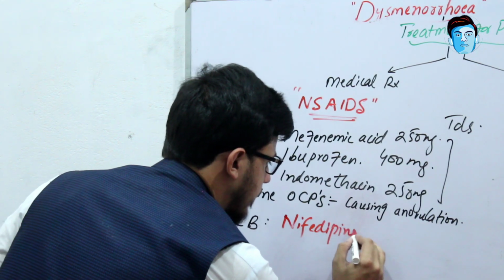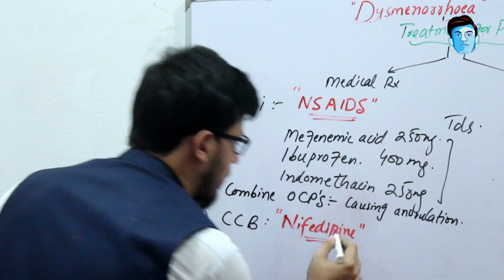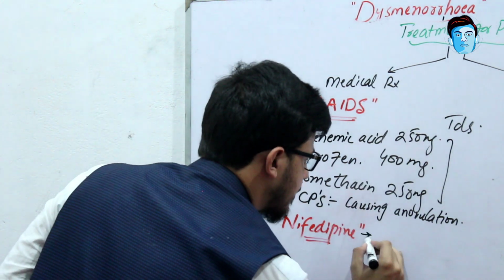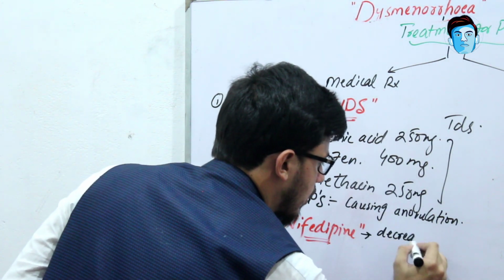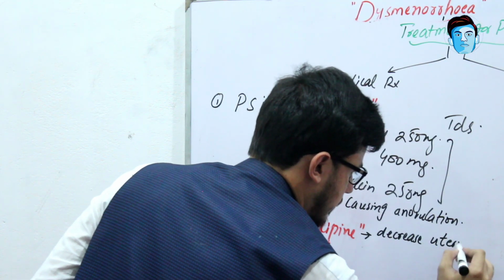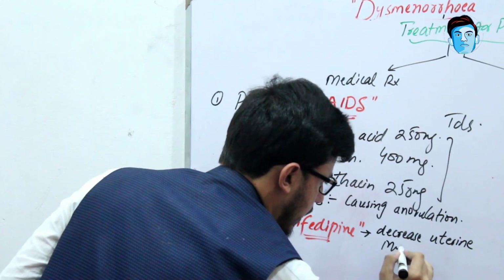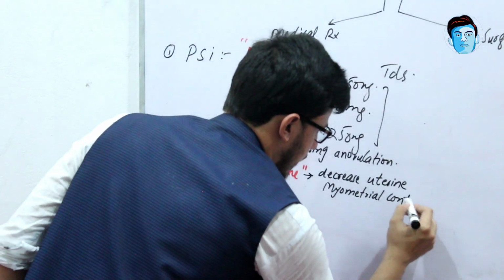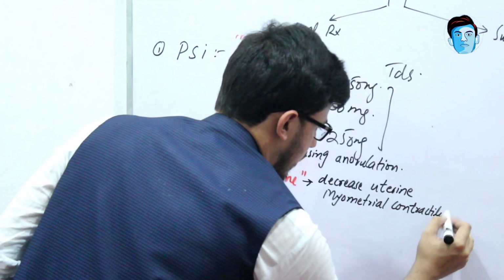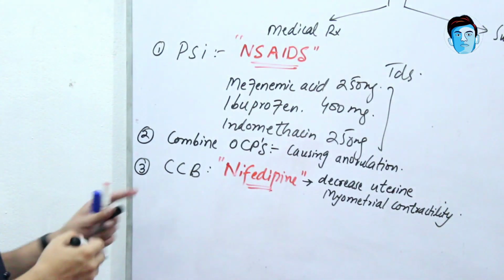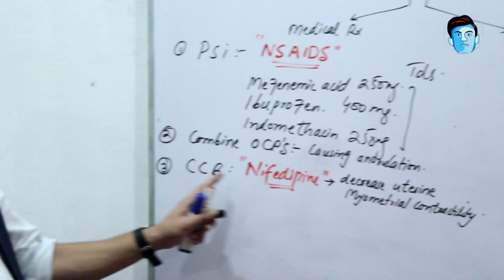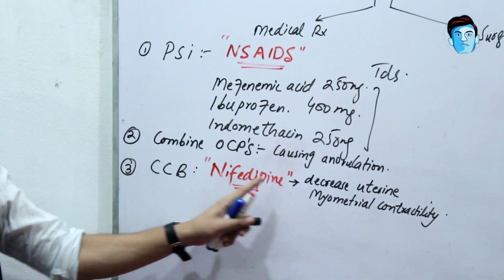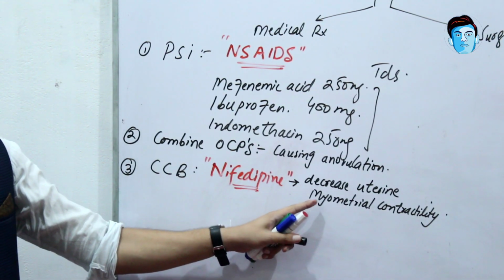Nifedipine is the drug of choice among the calcium channel blockers, and usually what it does is decrease the uterine myometrial contractility. So you have to go for calcium channel blockers as well. The drug of choice for the calcium channel blocker is nifedipine, which causes decreased uterine myometrium contractility.